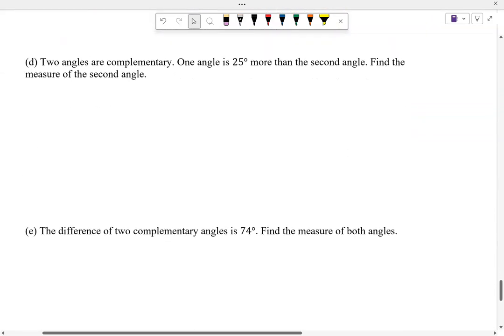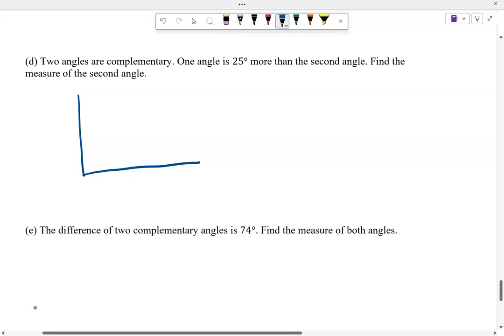Now, if two angles are complementary, and one angle is 25 degrees more than the second angle, let me do it this way. One angle is 25 more than the second angle. So we'll call the second angle x here. So we have x plus x plus 25 ends up being 90.